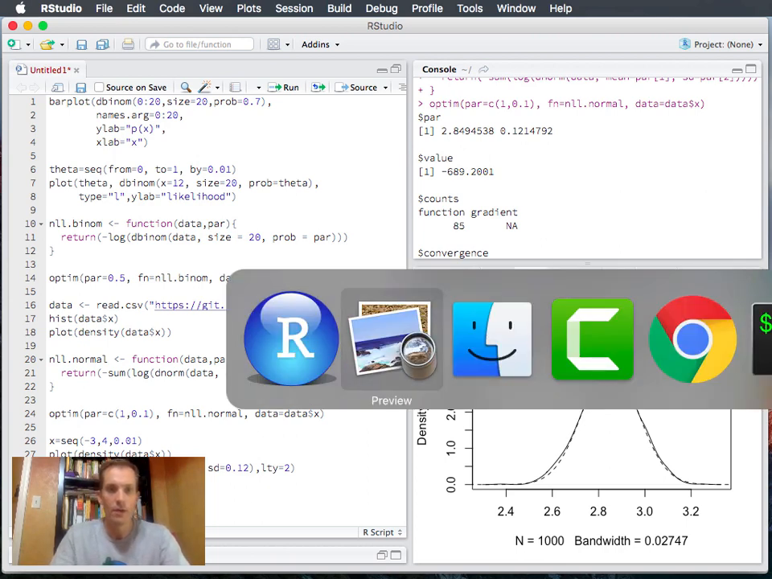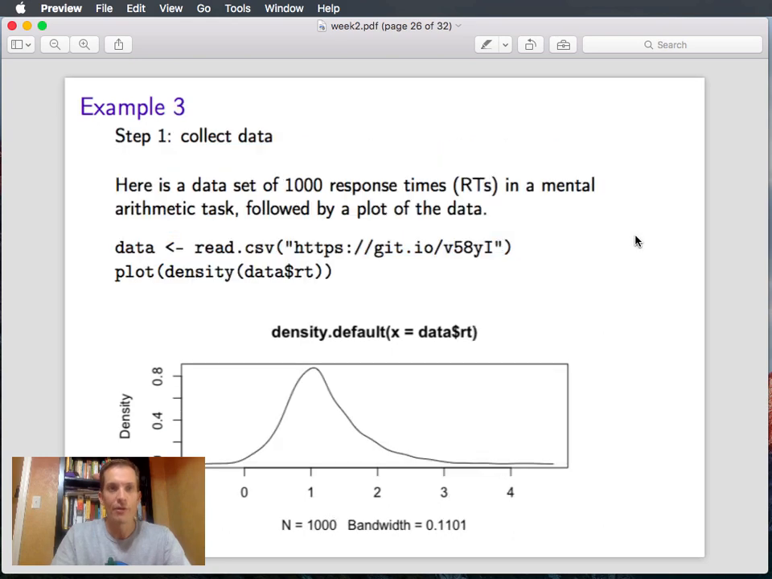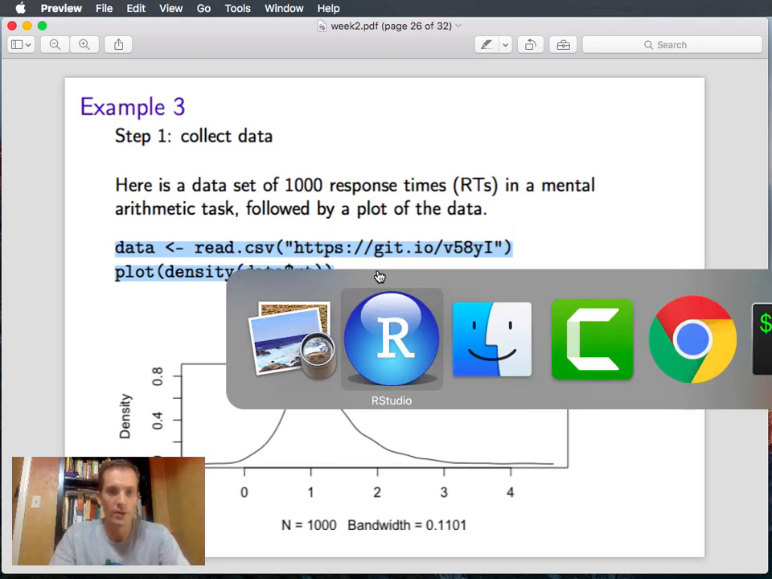Okay. Let's go back and now do our third example. And our third example is going to be similar to the second, but a little bit different at the same time. So here I have a set of 1,000 response times. If you know anything about my research, you know I deal a lot with response times. And those things tend to look very interesting. All right, so I've got a command here and a plotting of a density curve that we'll put into RStudio.